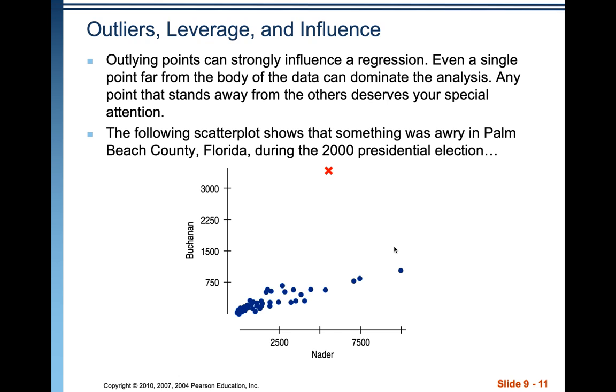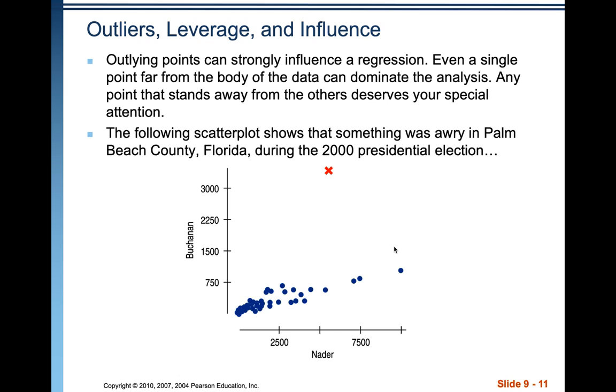All right, let's talk about special points. We have outliers, leverage, and influence. Outlying points can strongly influence a regression. Even a single point far from the body of the data can dominate the analysis. Any point that stands away from the others deserves your special attention.